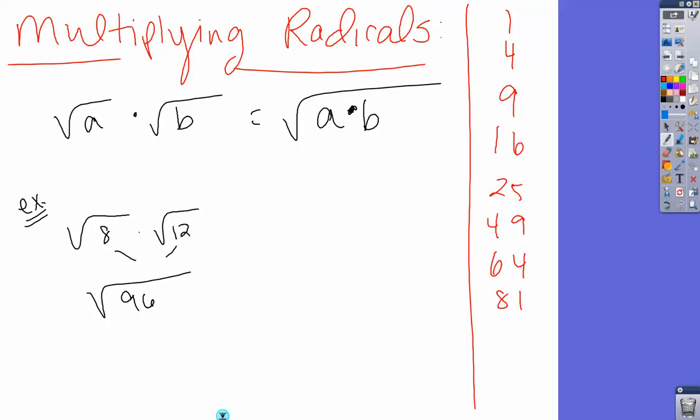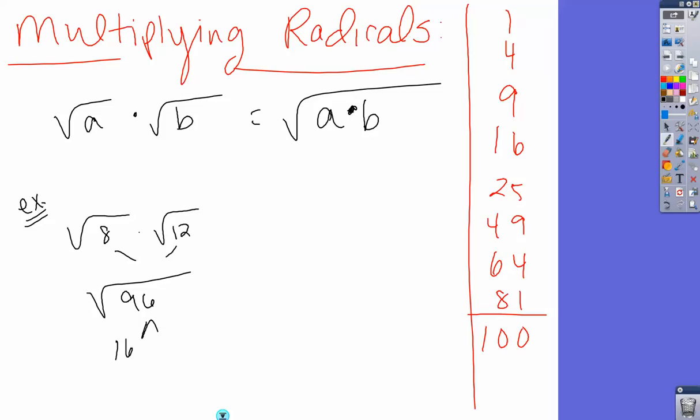I'm going to stop here. 96 is between 81 and 100. 81 can't go into it. 64 can't go into it. 49 can't go into it. 25, let's see, 96 divided by 25. No, it's a decimal. What about 16? 96 divided by 16. Hey, that works.